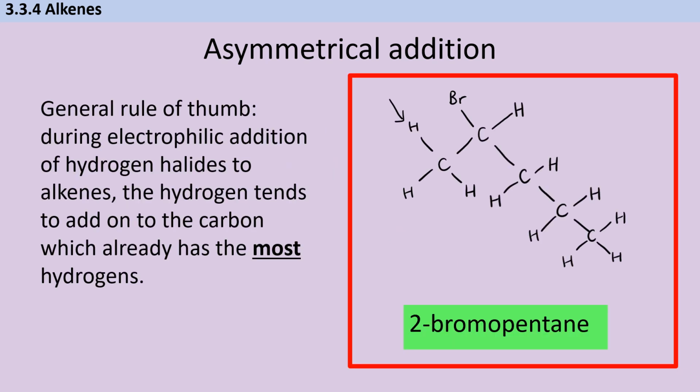So what's more likely to happen is that we end up with that initial carbocation with the charge on the second carbon, and therefore the bromine ends up on the second carbon because the initial hydrogen first went on the first carbon. So your general rule of thumb is that during electrophilic addition with hydrogen halides, the hydrogen will end up on the carbon that already has the most hydrogens. So that hydrogen has gone on to carbon number 1, which already had 2 hydrogens, as opposed to carbon number 2, which only had 1.